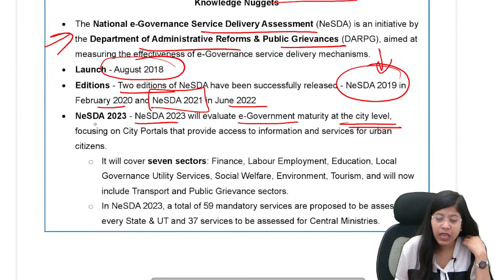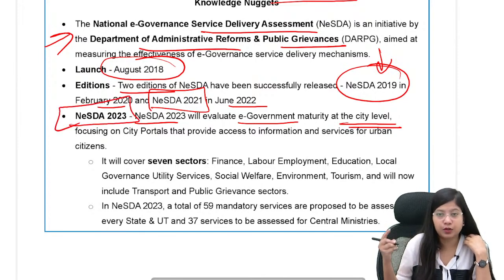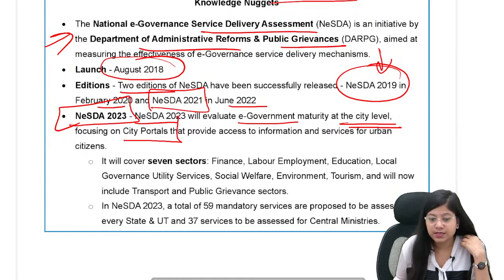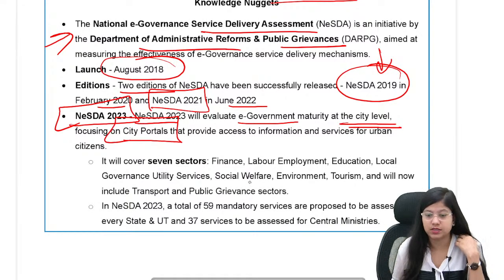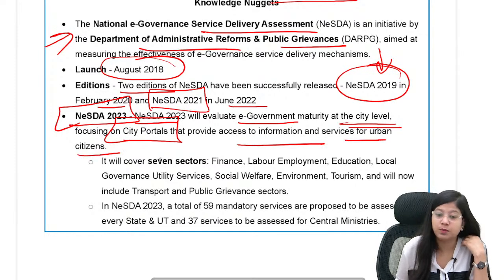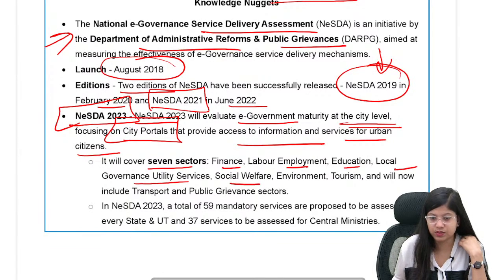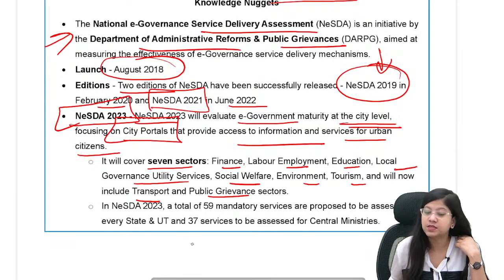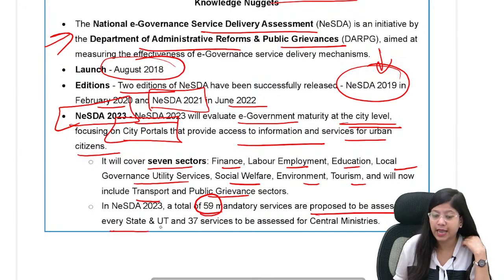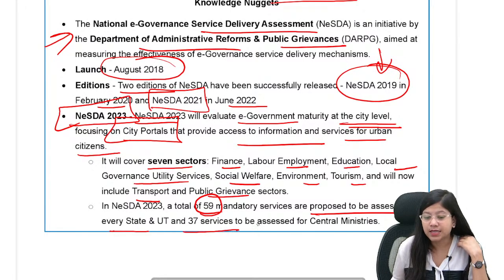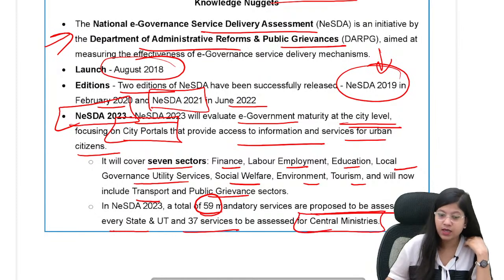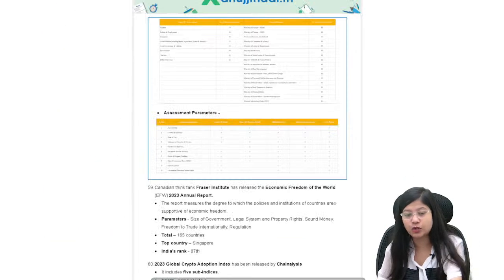So the highlight of this 2023 report, which will be prepared, is the cities' portals that provide information and services to the urban citizens. It will cover 7 sectors: finance, labor and employment, education, local governance and utility services, social welfare and environment, tourism, and also transport and public grievance sectors. A total of 59 mandatory services are proposed to be assessed for each and every state and UT, and 37 services for the central ministries. So do remember, the 2023 data has not been released so far.